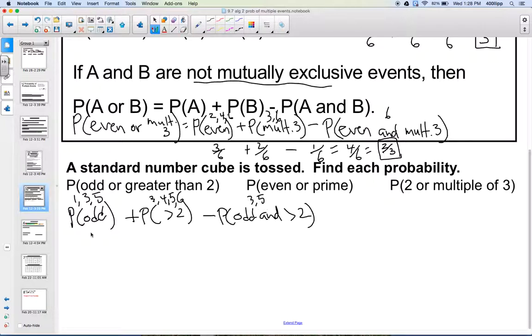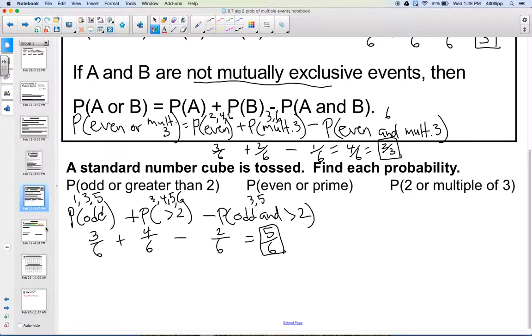Okay, so we had 3 out of the 6 numbers were odd. We had 4 out of the 6 numbers were greater than 2. Minus 2 out of the 6 numbers were both odd and greater than 2. So we have 3 plus 4 is 7. 7 minus 2 is 5/6.